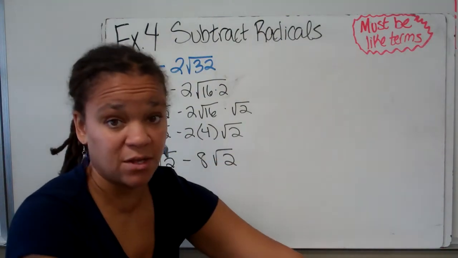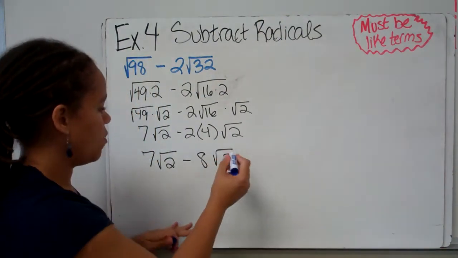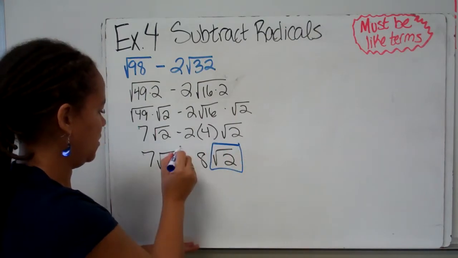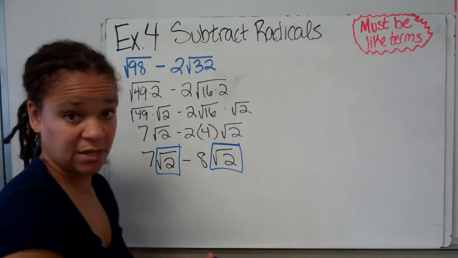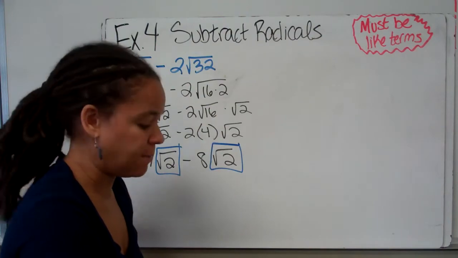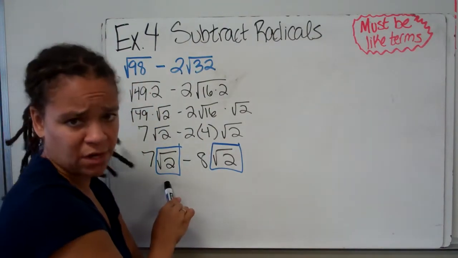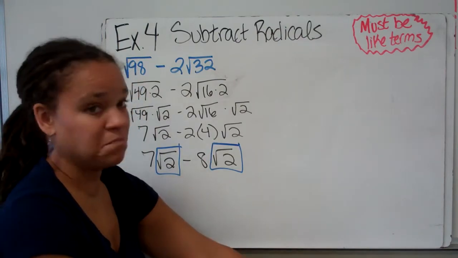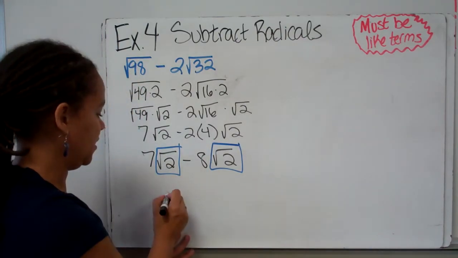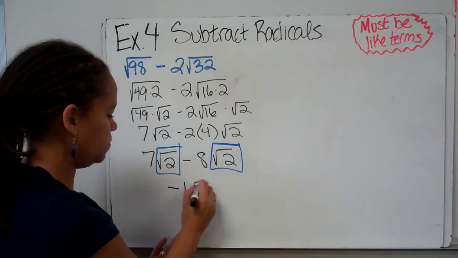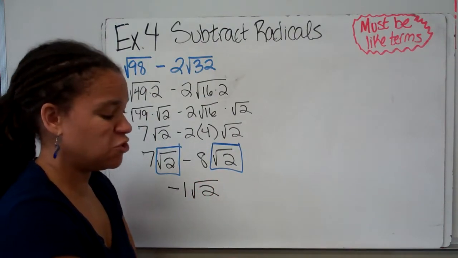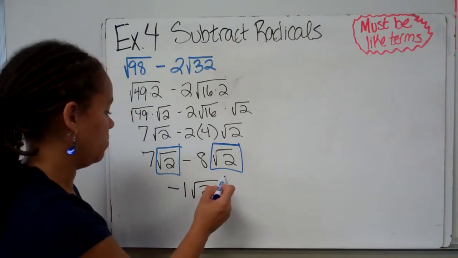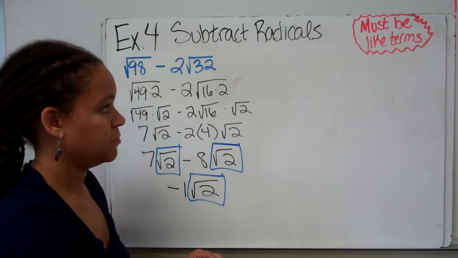Now here's my funny looking things, the like terms. Radical 2 is a funny looking thing. Radical 2 is a funny looking thing. Your radicals need to be the same. So you have 7 of these funny looking things minus 8 of these funny looking things. That's going to leave you negative 1 of these funny looking things. So you almost think of them like a variable. All right.